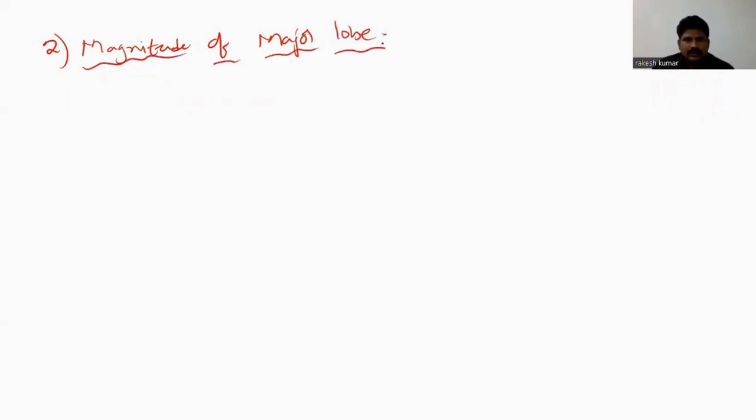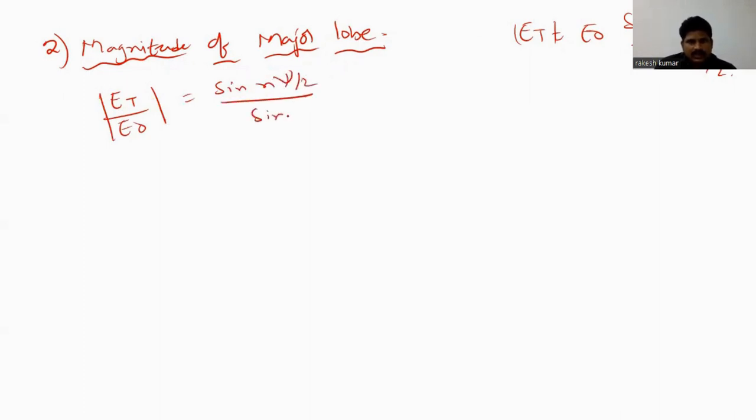Let us go to the second property. The second property is the magnitude of the major lobe. What is the expression we have got? The magnitude, E total by E naught, mod, is equal to sine n psi by 2 divided by sine psi by 2.